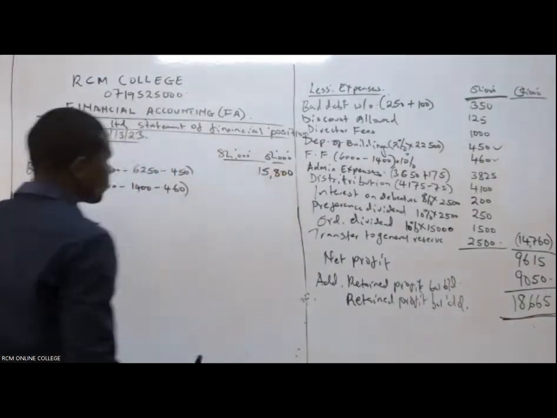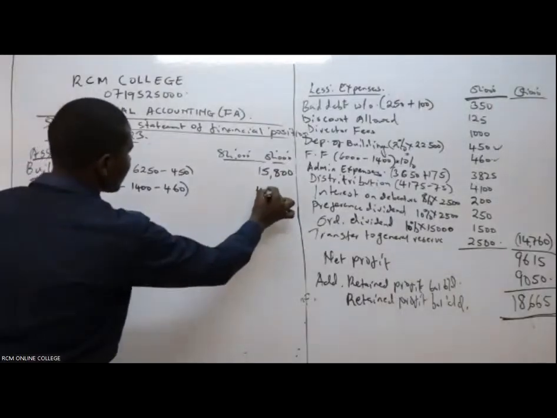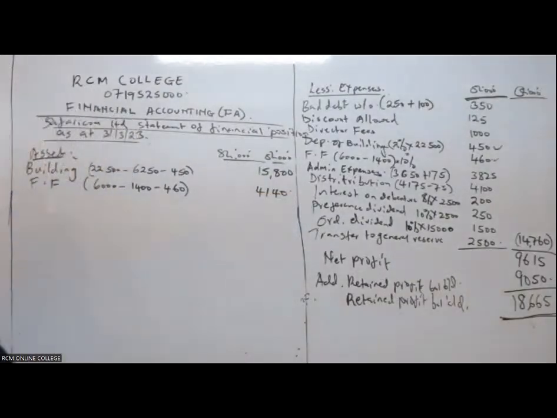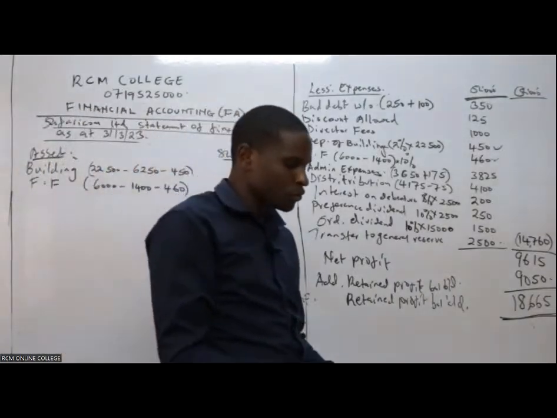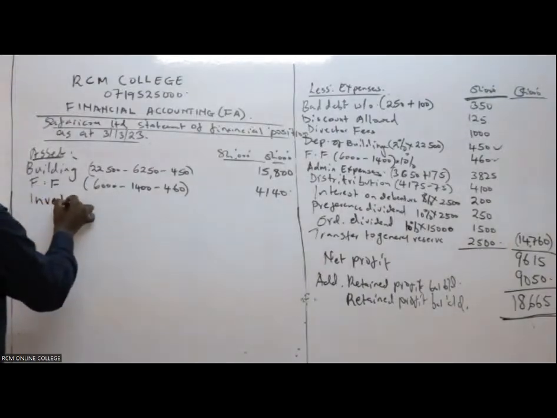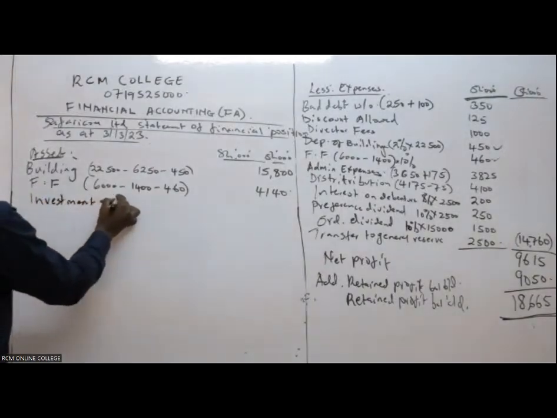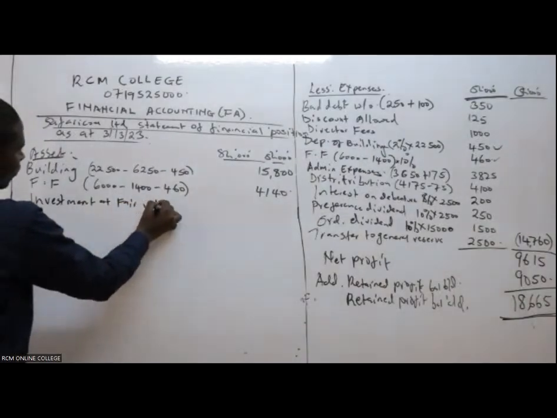You see that this time will push us to 4,140. This is 4,140, thank you. And then we had the last item in that question, investment at fair value. How much was it? For those who have the question, how much was it?